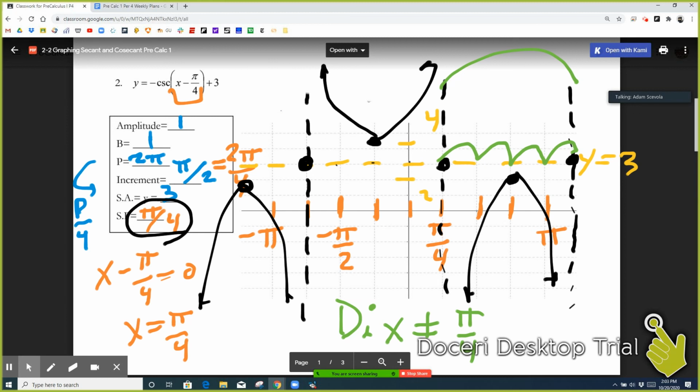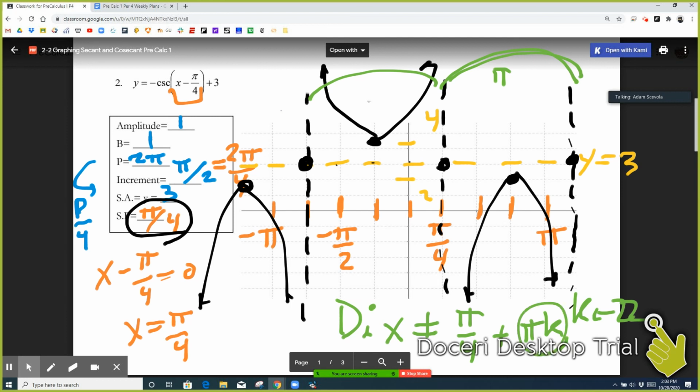Hold on real quick. Pi over 4, 1, 2, 3, 4. So every tick mark is pi over 4. So it's 4 times pi over 4. So this distance right here is pi. So every pi horizontally, we're going to be on an asymptote. So pi over 4 plus pi times k, where k is an integer, would be how you'd write your domain because it repeats every whole pi. Every time you add pi, you're going to be landing on an asymptote, which is where x can't equal.